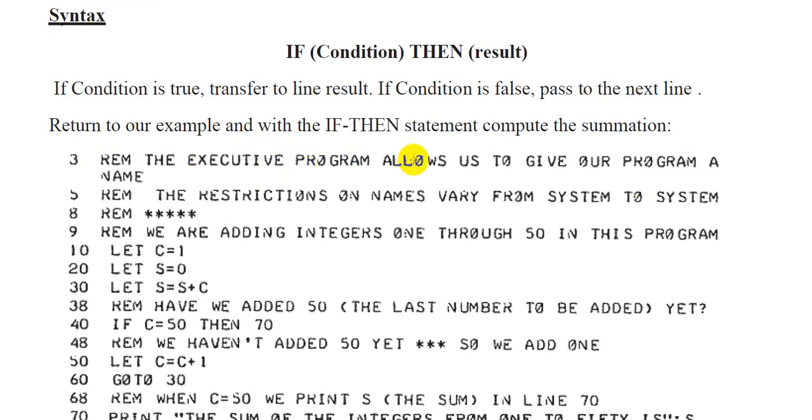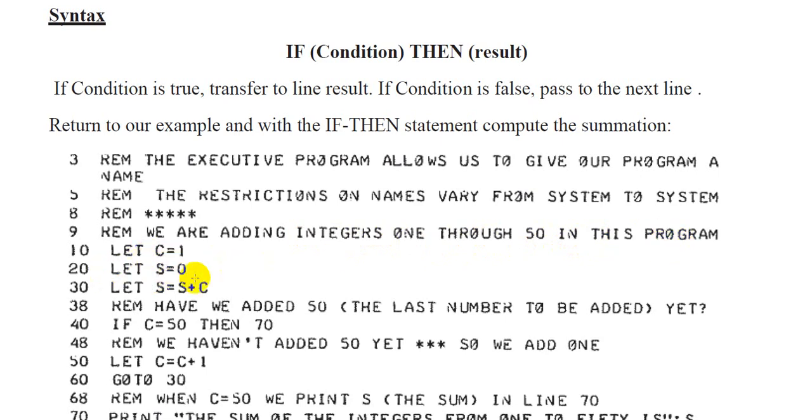REM, the execution program, allows us to give our program a name. REM, the restrictions on names vary from system to system. REM, we are reading integers 1 through 50 in this program.